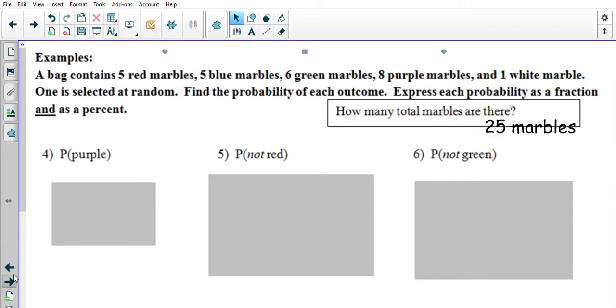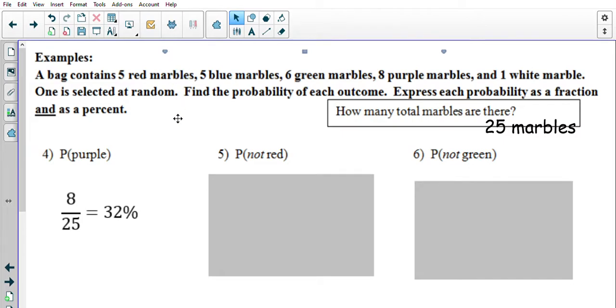All right, our next set of examples. These are the same directions. I just copied them to the next slide so we could refer to them. So number 4 says P purple. What's the probability of selecting a purple marble? Well, we have 8 purple marbles out of 25 total. 8 out of 25 is equal to 32%. It doesn't reduce, but if we multiply 8 and 25 both by 4, we get 32 out of 100, which is 32%. Now, those are pretty easy questions.